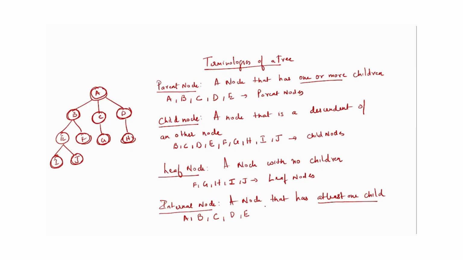So we can also say all nodes except the leaf nodes are nothing but internal nodes, right? So I just write here, all nodes except leaf nodes are internal nodes. As you can see here, A, B, C, D, E are the nodes except the leaf nodes. Therefore all nodes except leaf nodes are nothing but internal nodes.